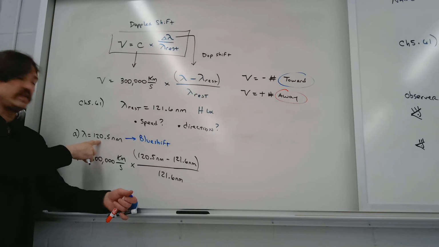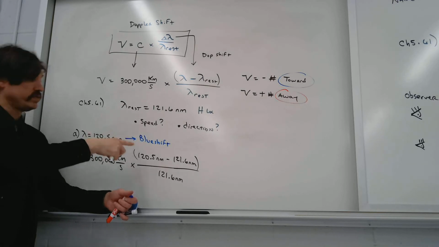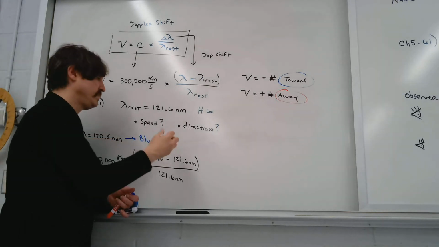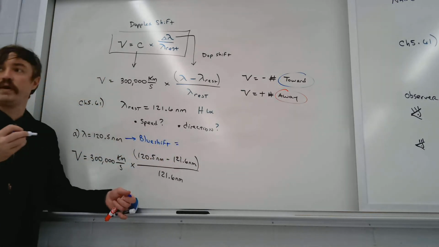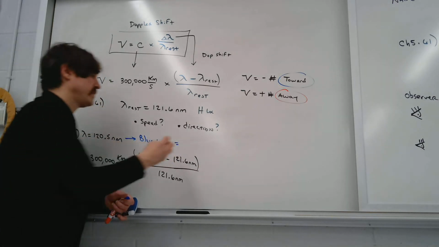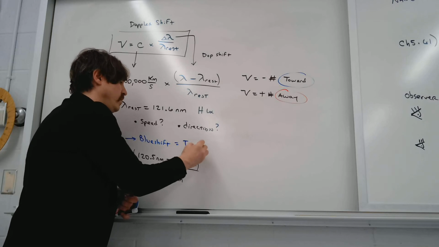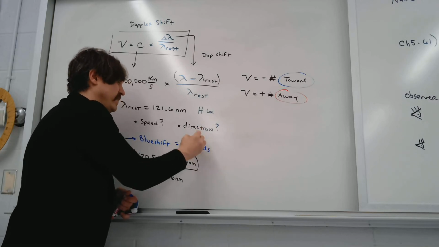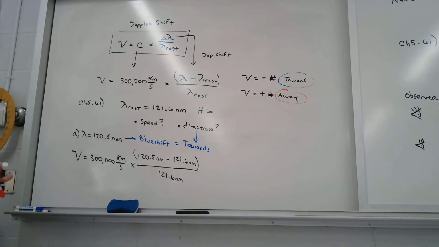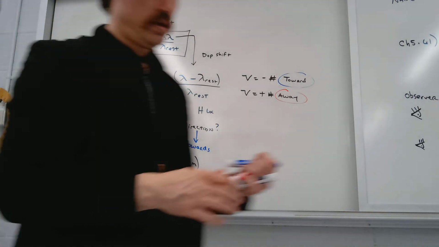Right. Well, in other words, this is a shorter wavelength. Yeah, it's a shorter wavelength. So a shorter wavelength means shifted towards the blue. Is that motion towards or away? Towards us. That's right. It's coming towards us. So we already got that part, the direction part, right? Okay. Let's see if we can punch this in.